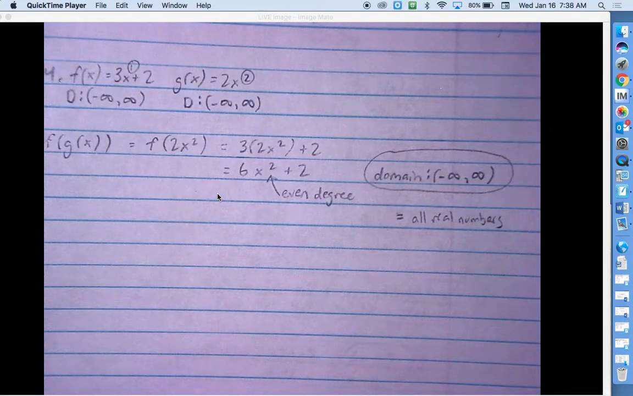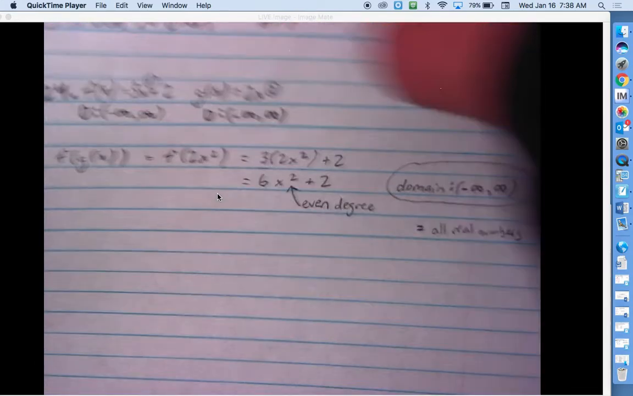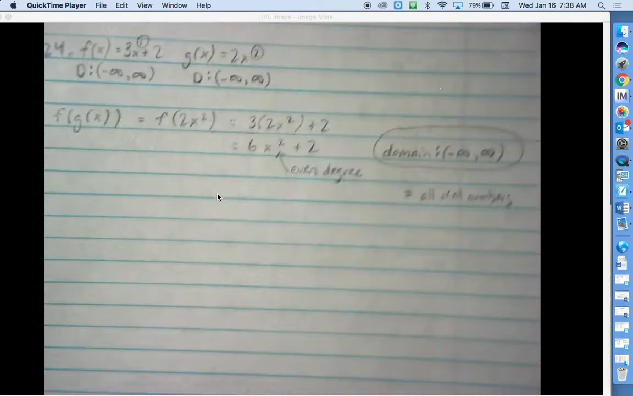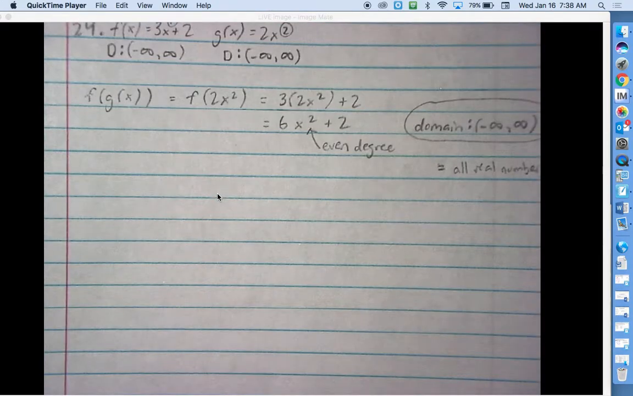I had number 24, which included both f of x and g of x. And the first thing I did was I found the domain for both of them, and since f of x had an odd degree and g of x had an even degree, found the domain for both of them to be negative infinity to positive infinity.